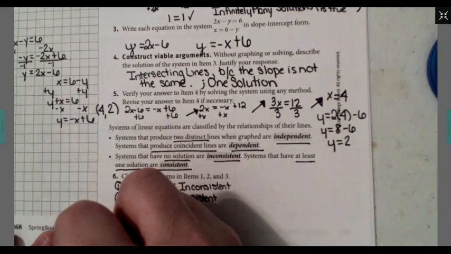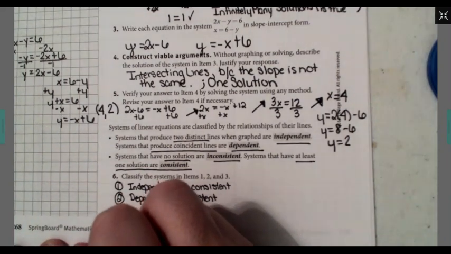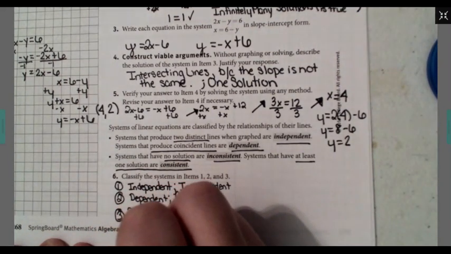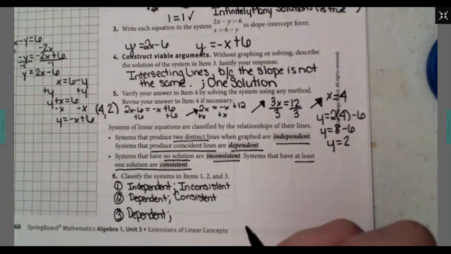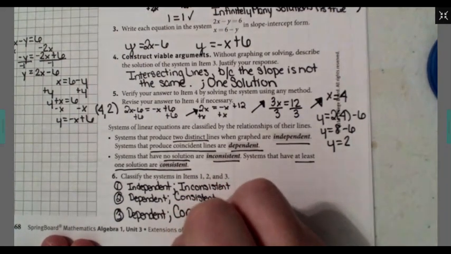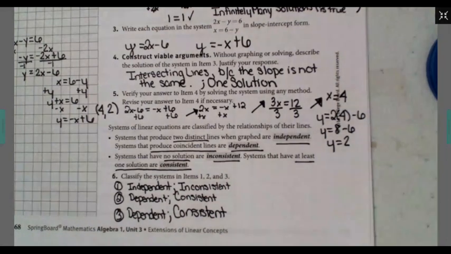Okay, let's take a look at 3. 3, did I have 2 lines or 1? We had 2. So that makes it independent. Did I have no solution or at least 1? I had 1, right? So that makes it consistent. On to the next section.